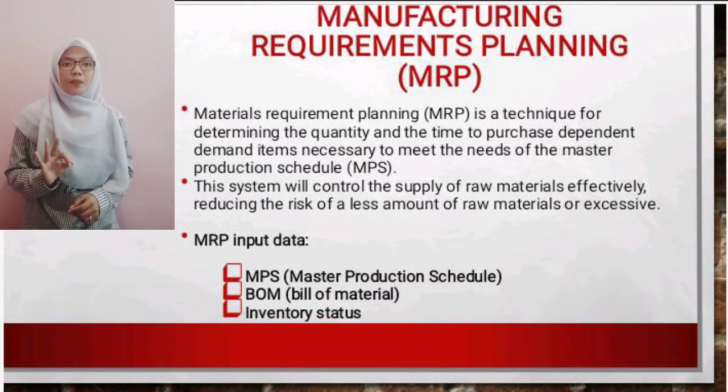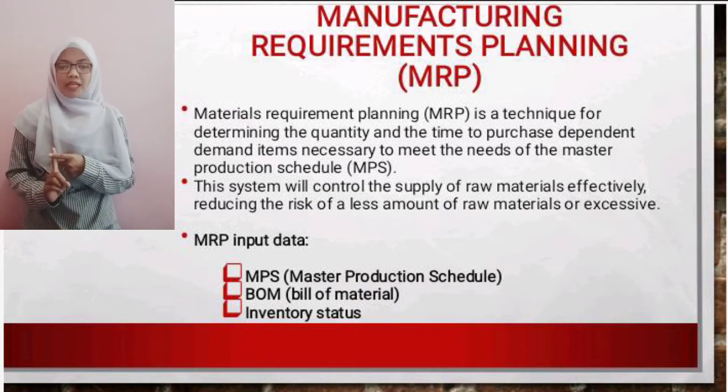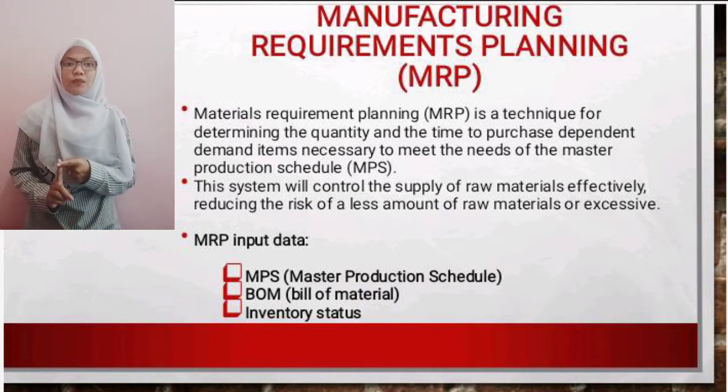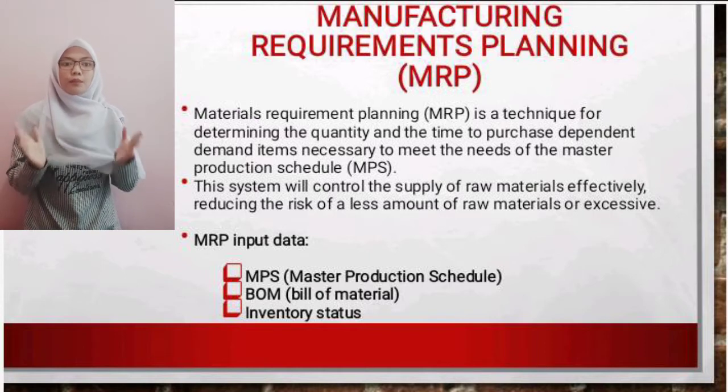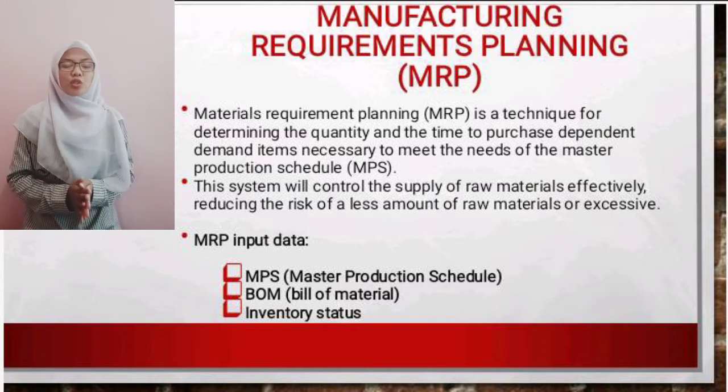There are three MRP input data. First, MPS or Master Production Schedule. MPS is the schedule for end items. It states the quantity and timing of production of specific end items. Second, BOM or Bill of Material. BOM describes the structure of the products. It states from level to level the components needed to make the parent items.